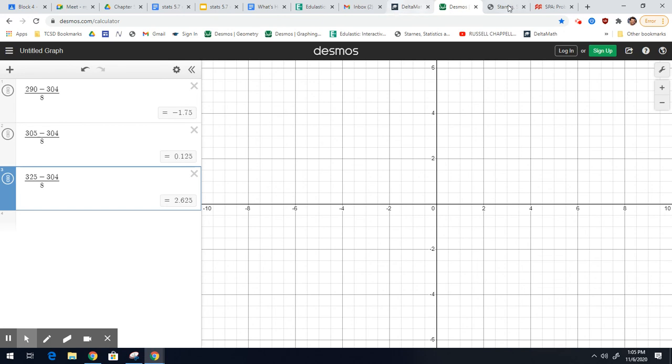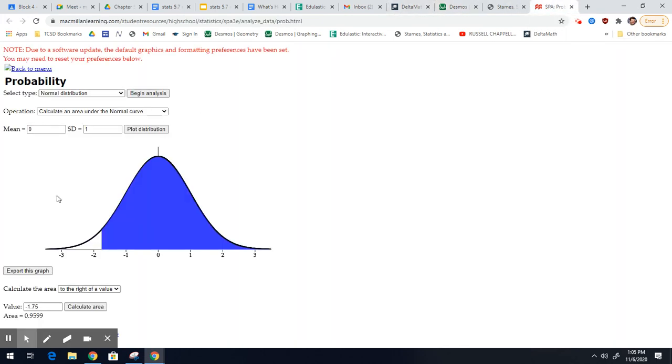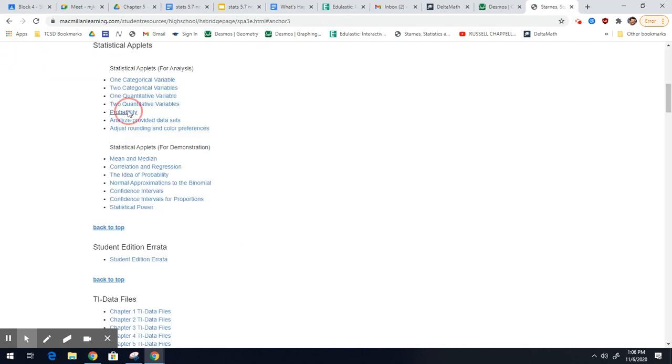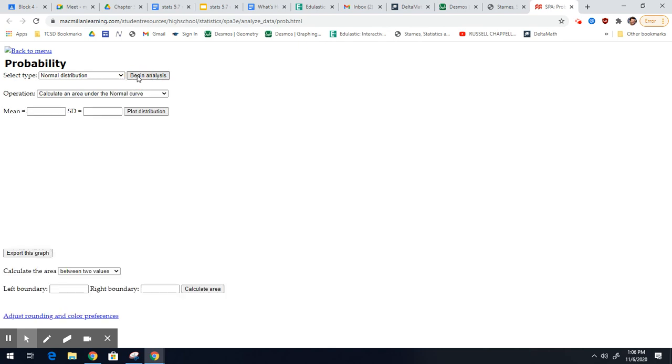So when I come back, I'm going to go to the stats applet, because I'm going to write there. Let's reset everything. Let's just go back here. Probability. When you go there, make sure you do a normal distribution. Okay, so before I type things in, the problem was find the probability that 305 is less than X is less than 325. That has now changed, and find the probability that 0.125 is less than Z is less than 2.625.